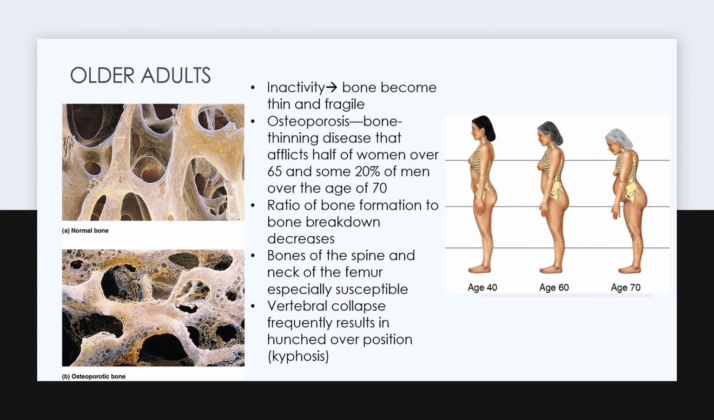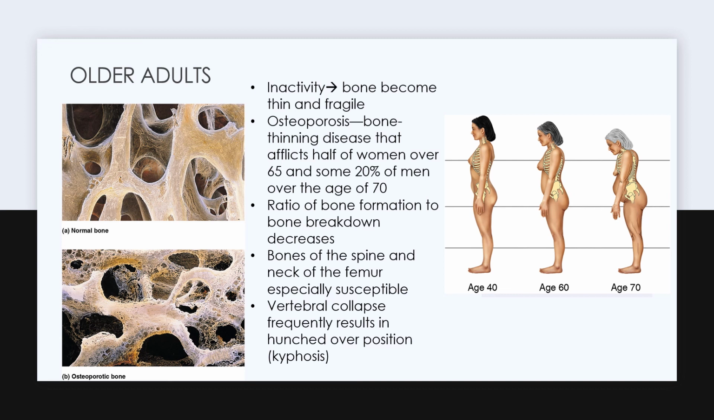So in older adults, what often happens is, you can see in the image on the left, we have normal bone and osteoporotic bone. So there's just a lot more holes. It's not as dense. It's less structurally sound. And what happens is that it's a bone thinning disease that affects half of women over 65 and about 20% of men over the age of 70. And we'll discuss a little bit more about why it affects women more than men.